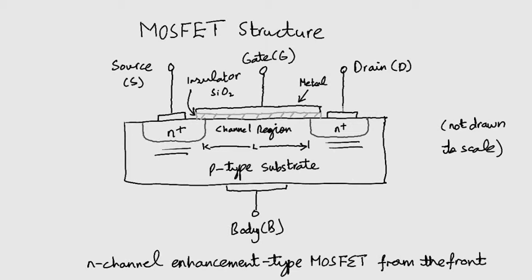A thin layer of silicon dioxide, an insulator, separates the substrate from the metal contacts. This is to ensure the current flow is controlled. These here are all metal contacts.